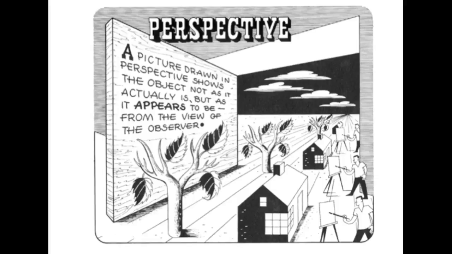Perspective. Perspective in art is the drawing of solid objects on a two-dimensional surface, your paper, in a way that implies that that object has height, width, and depth. The object is not drawn as it actually is, but is drawn as it appears to be.